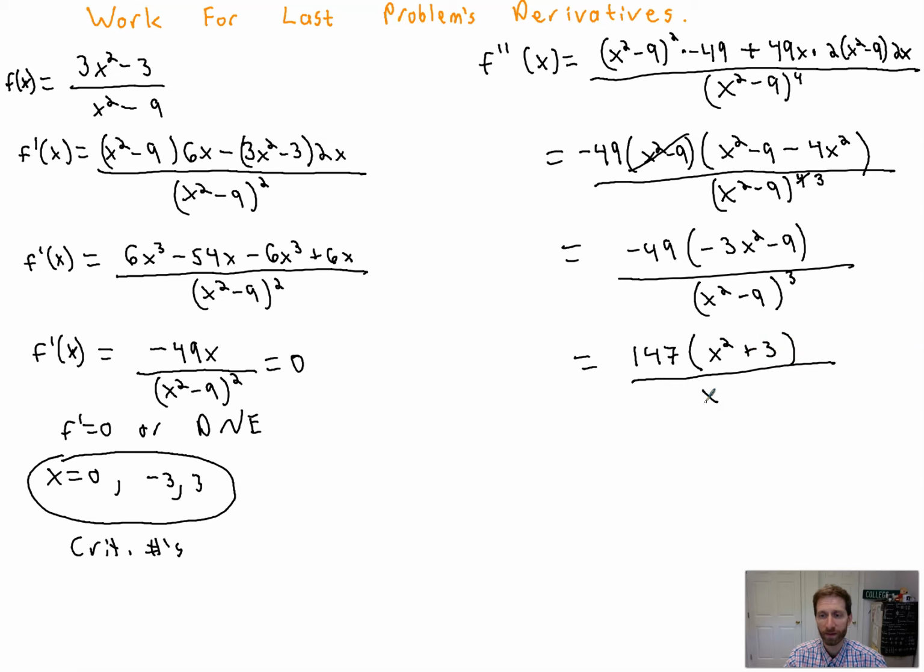Wow. Okay, why is that important? Well, let's take a look at it. That's going to be important because x squared plus 3 shows that we're not going to have a point of inflection, right?